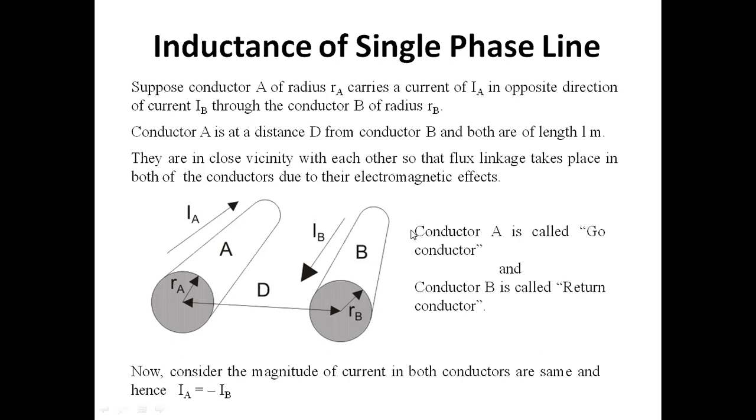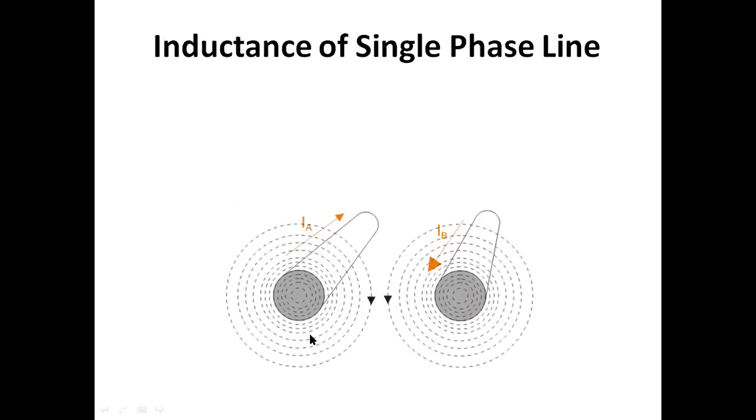Now here IA is equal to minus IB. A is the go-conductor and B is the return conductor, so the amount of current is equal. So it is taken IA equals minus IB equals I. In the next part, you can see this picture. Here current IA is entering into the screen. If we apply the right hand thumb rule, the direction of the curled fingers indicates the magnetic field, so it becomes clockwise for IA. For IB, in the opposite direction, it becomes anti-clockwise. The magnetic field is in the anti-clockwise direction.